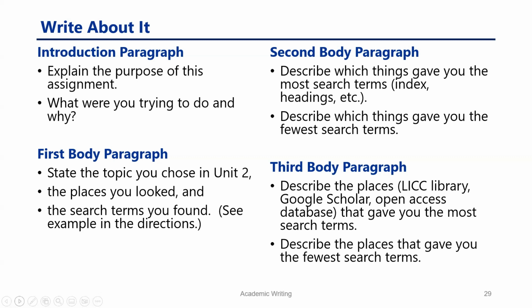In the second body paragraph, describe the things that gave you the most search terms, the index, headings, bold text, etc. And describe the things that gave you the fewest search terms. In the third body paragraph, describe the places, that is the LICC library, the Google Scholar, or the open access database you chose, that gave you the most search terms. And describe the places that gave you the fewest search terms.